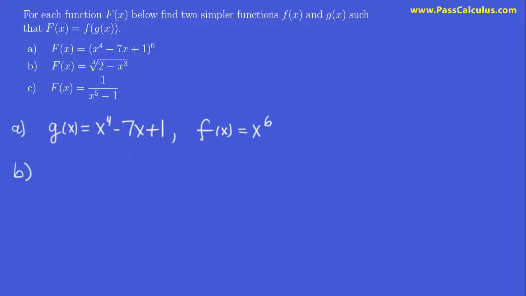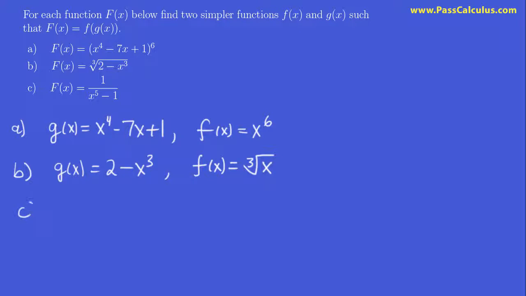How about this one? Well, kind of the same thing. The function that's underneath the root sign here, that's going to be our inner function, and the cube root is going to be our outer function. So that means g of x would be 2 minus x cubed. That's the inner function. And the outer function would be the cube root of just x.